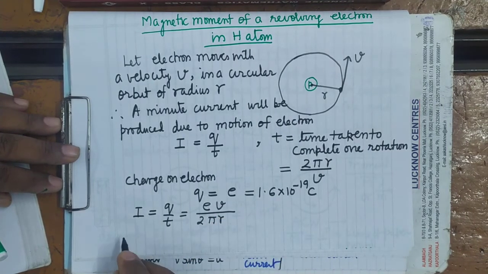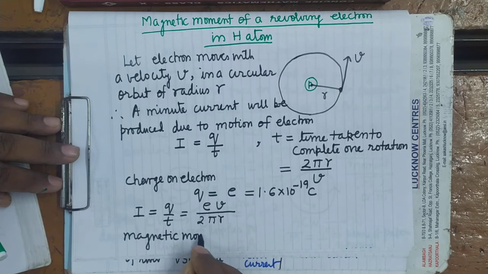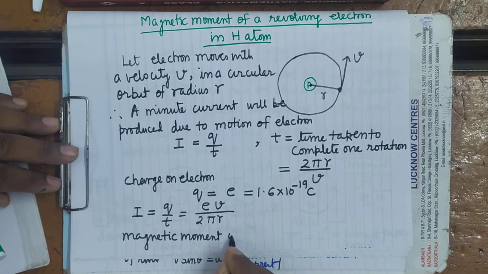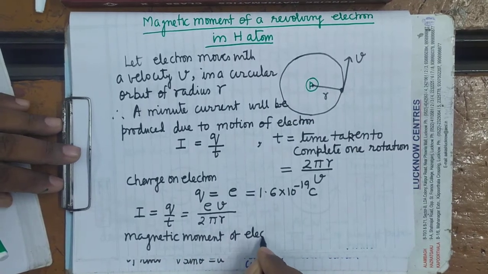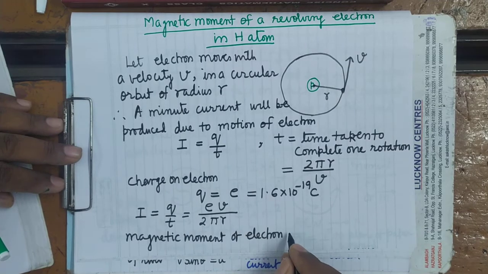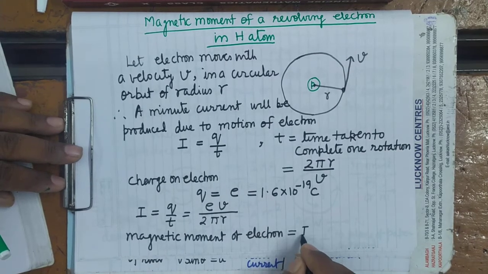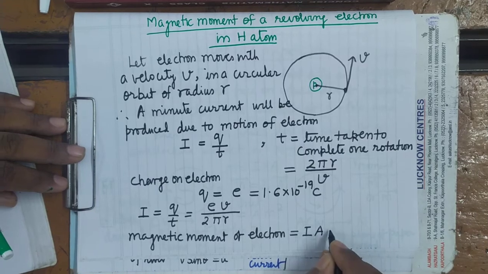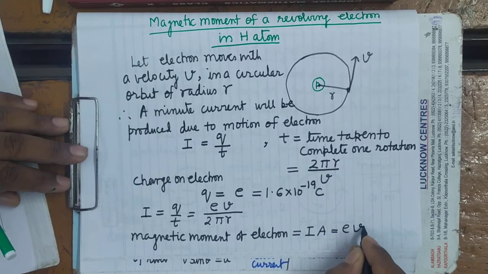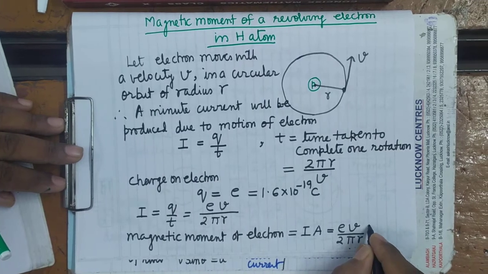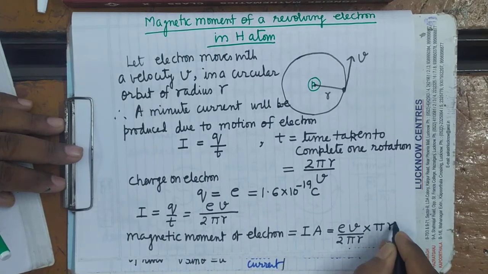So what will be the magnetic moment? Just now we have seen the magnetic moment of the electron. How will you find it? It is equal to the product of current multiplied by the area enclosed by the current loop. So see here, the product of current into area enclosed. Current is ev upon 2 pi r, and area enclosed is pi r square.